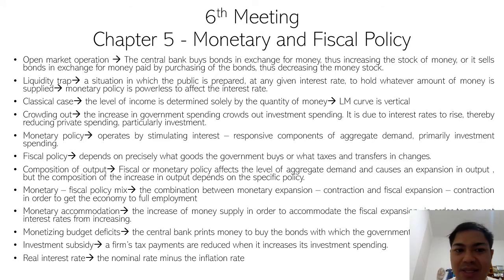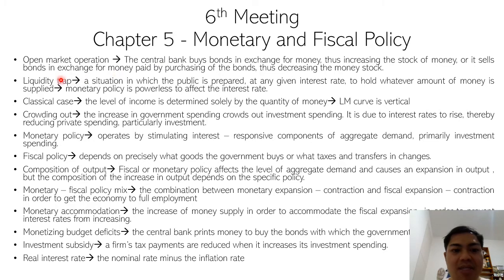So open market operation is considered to be one of the instruments of monetary policy, whereby the central bank buys bonds in exchange for money, thus increasing the stock of money, or sells bonds in exchange for money paid by purchasing the bond, thus decreasing the money stock. In short, open market operation focuses on buying and selling bonds, which is connected with the money supply in the end.